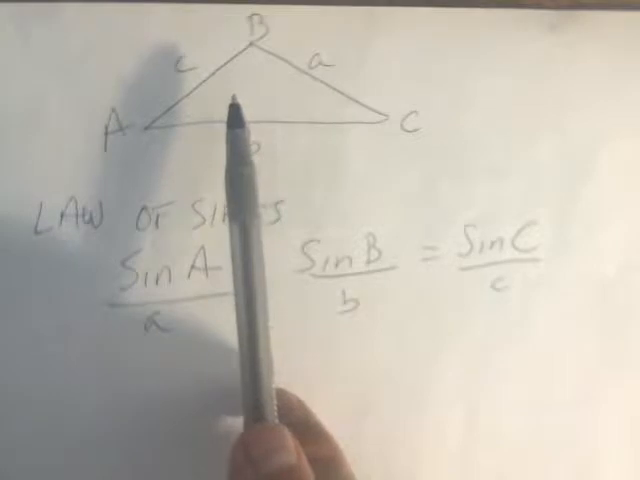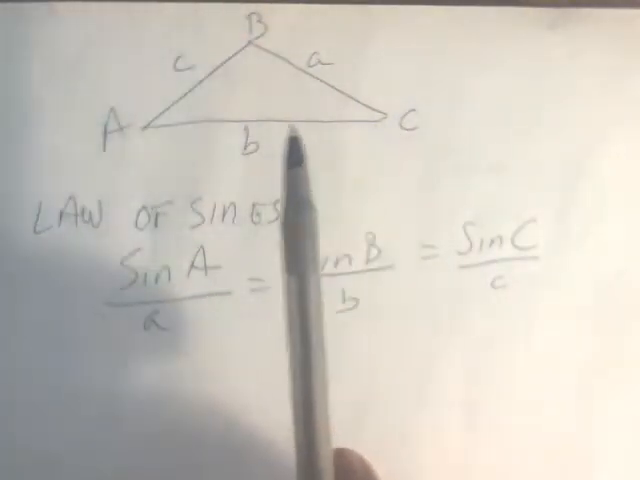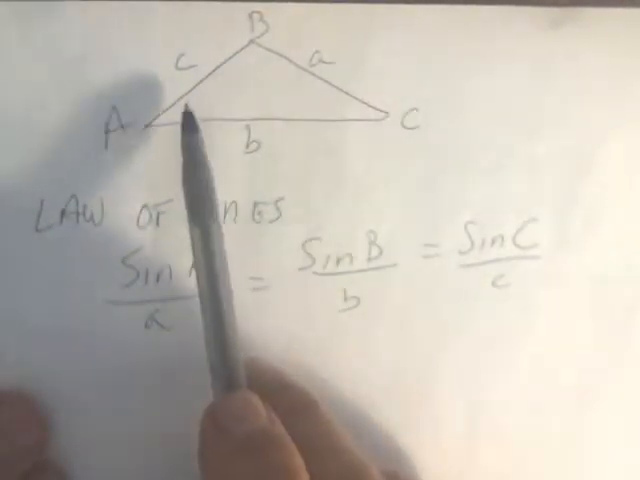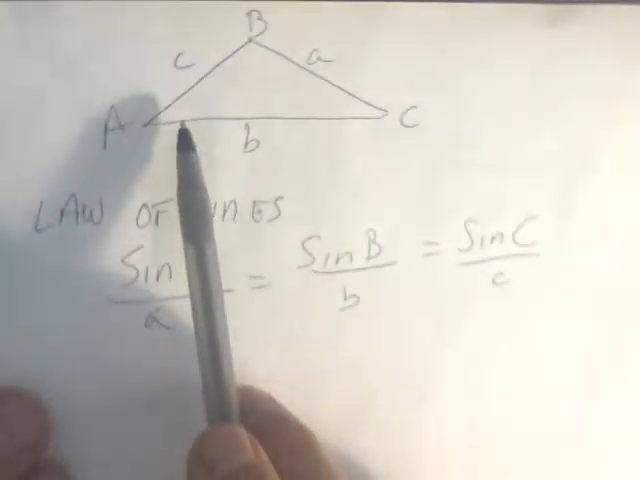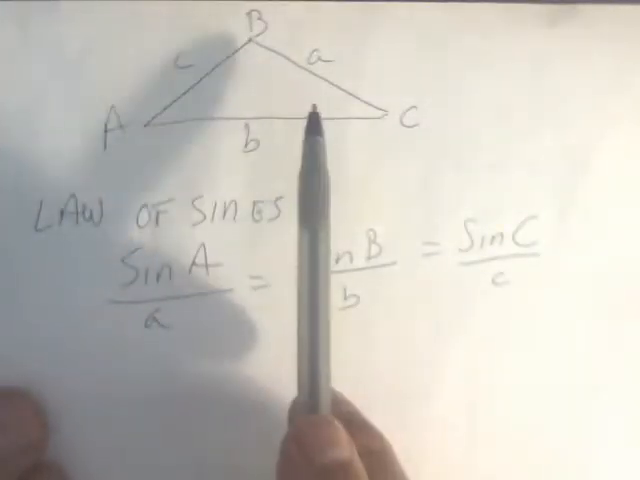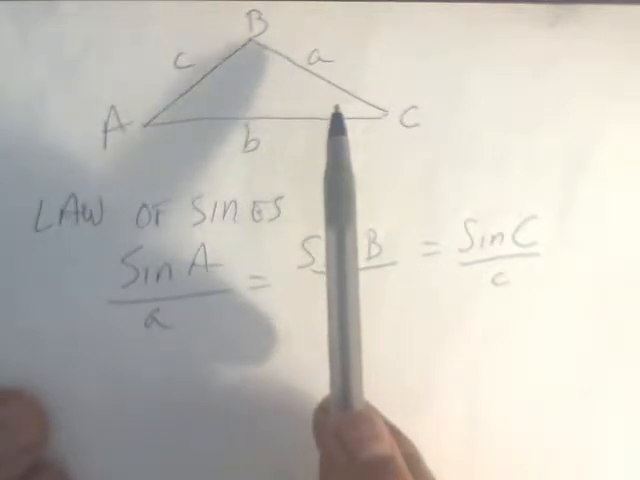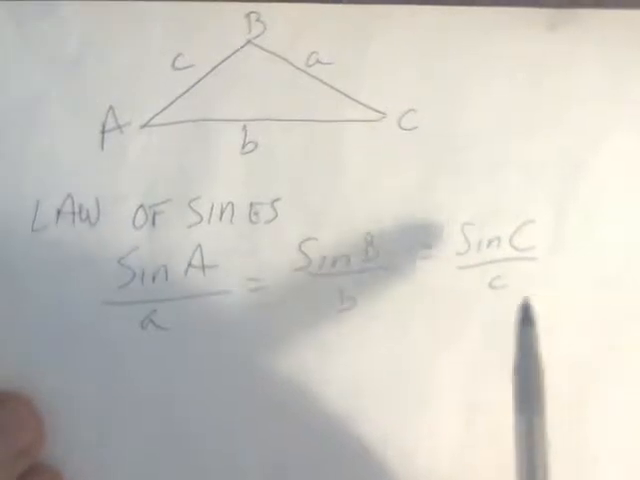First of all, the processes that you did for right triangles do not work for what we call oblique triangles. When I say oblique triangles, I mean triangles that do not have a right angle. So you cannot use the Pythagorean theorem. You cannot use opposite, adjacent, hypotenuse. It's a different process.